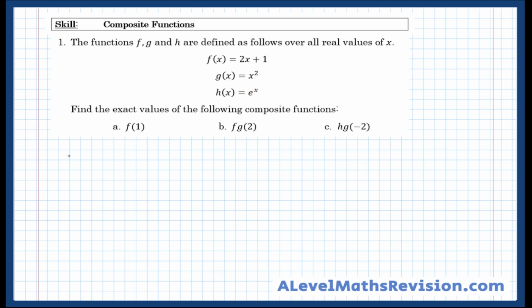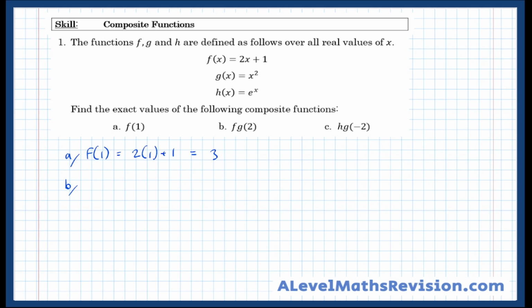So for part A, if we feed 1 into f, it becomes 2 lots of 1 plus 1, which is equal to 3. So f of 1 is 3. Nice and easy there. But now, applying more than one function, i.e. composing the functions together, which is why they're called composite functions, it's asking for fg of 2.